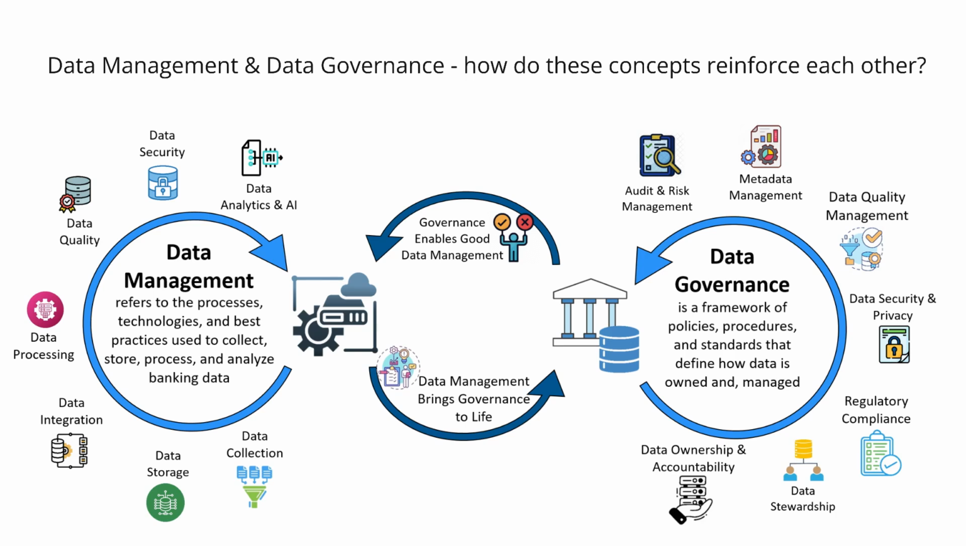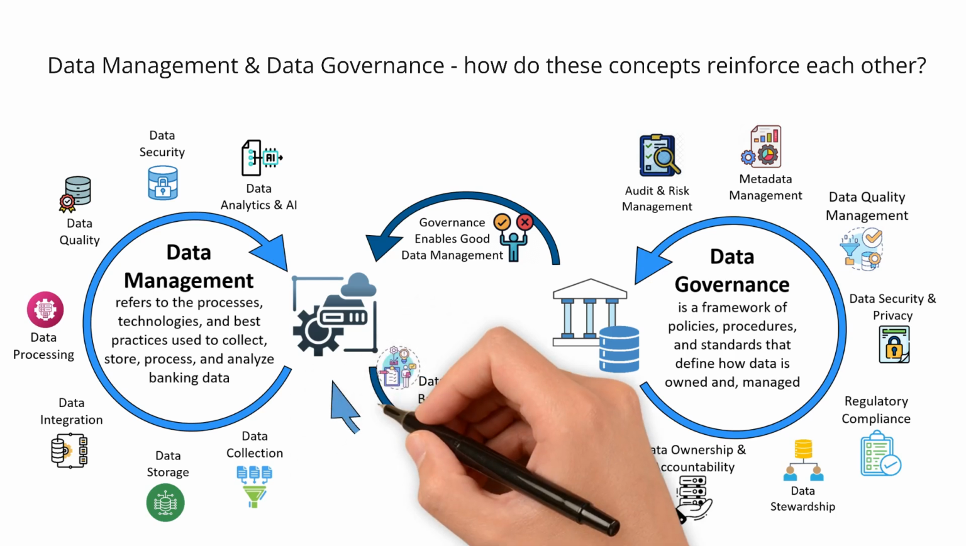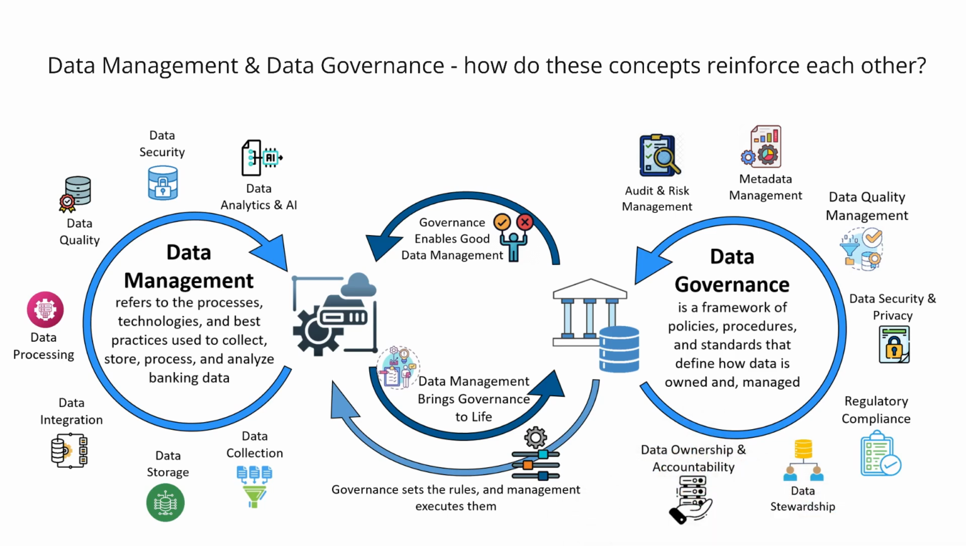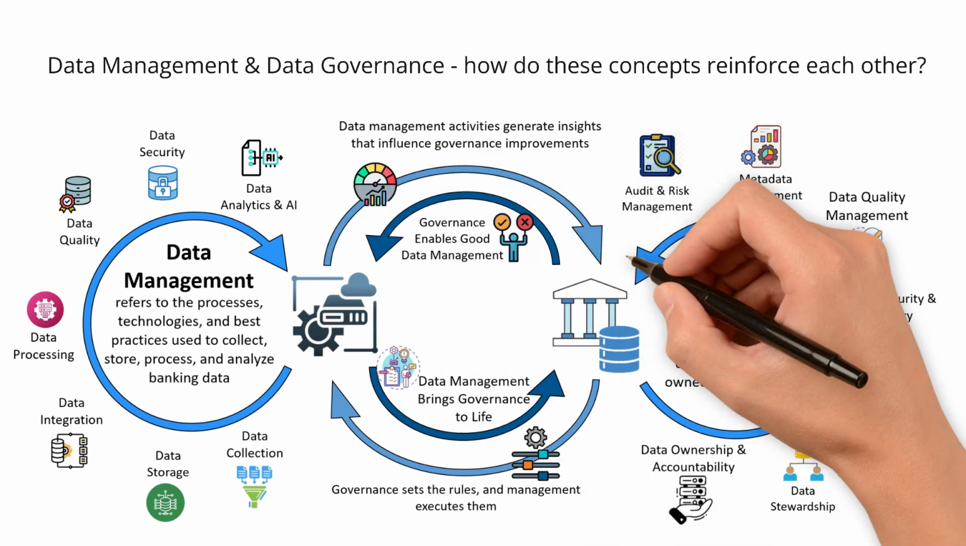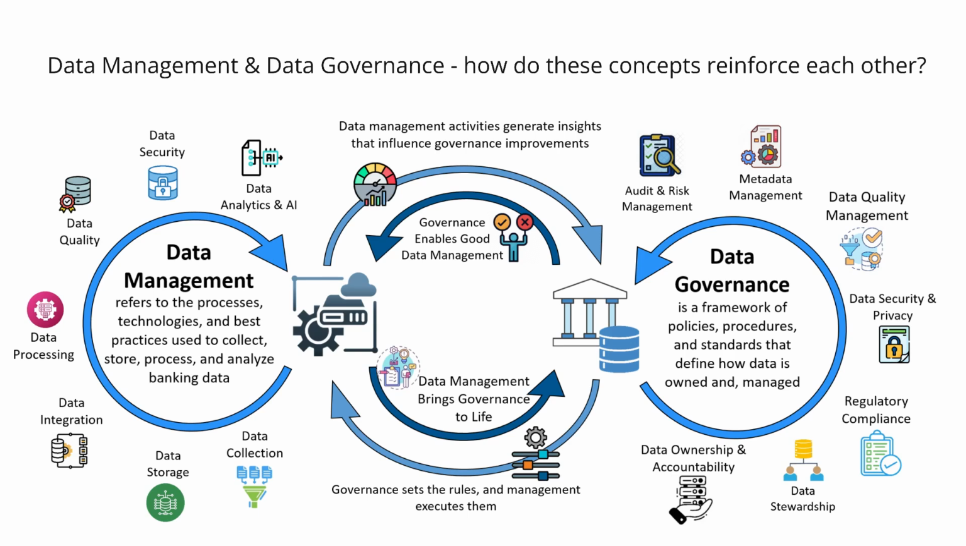What about the feedback loops between the two? Governance sets the rules and management executes them. Data management activities generate insights that influence governance improvements. Monitoring uncovers recurring data issues. Governance updates standards accordingly. Audits expose ownership gaps, and governance assigns new responsibilities. They form a cycle. Governance defines expectations, management implements. Results are fed back to governance for refinement.